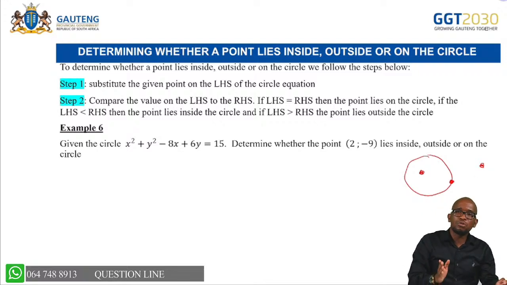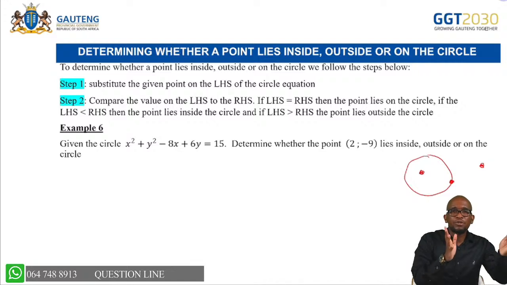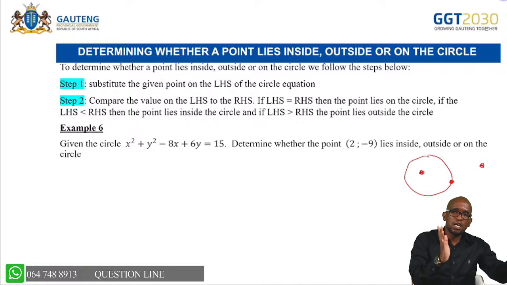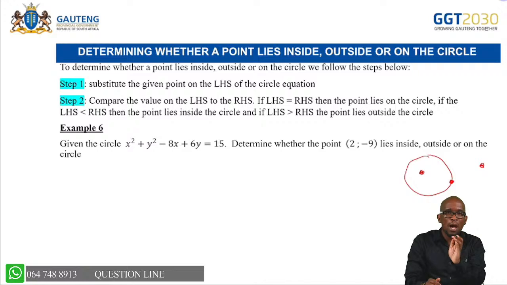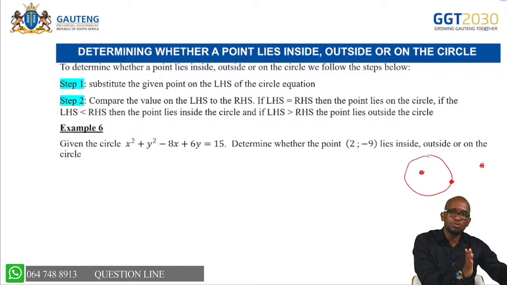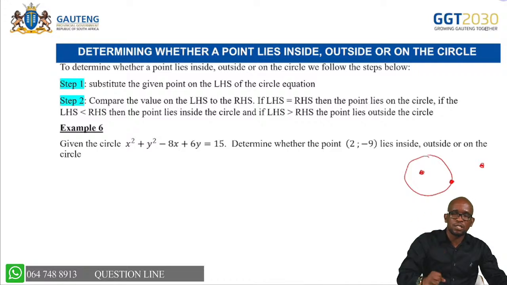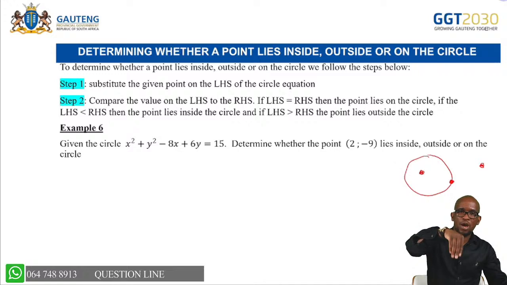In order for you to check whether it is inside, outside, or on the circumference, what you do is you take that point, you substitute it on the left-hand side. Remember, on the equation of the circle, you'd be given the left-hand side, (x minus a) all squared plus (y minus b) all squared is equal to r squared. So when you substitute on the left-hand side, the value that you're going to get, you compare it with the radius on the right-hand side. If the value is smaller than the radius, it means the point is inside.